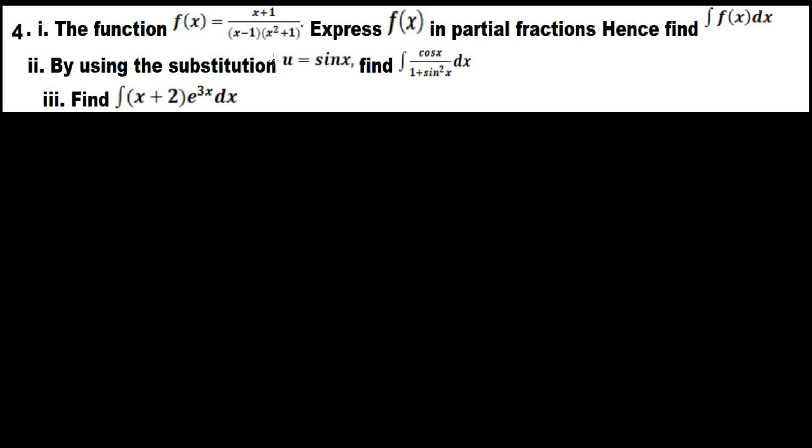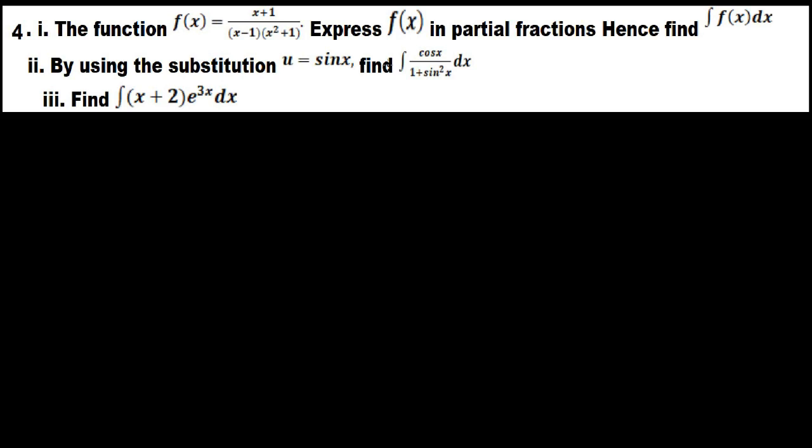Question 4 (b). By using the substitution u equal to sine x, find the integral of cos x divided by 1 plus sine squared x dx. Question 4 (c). Find the integral of (x plus 2) times e to the 3x dx.